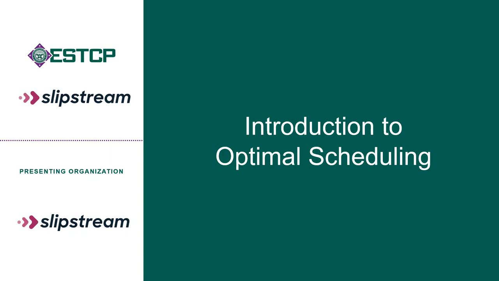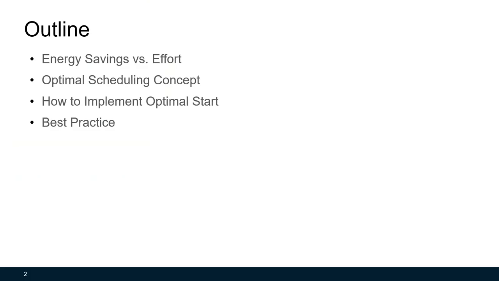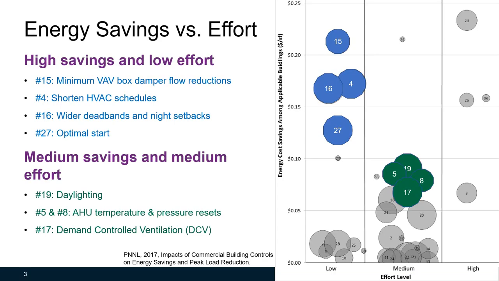Today we're going to talk about optimal scheduling. We'll first look at the energy savings potential for advanced control strategies versus effort, as we explained in the previous session. Then we're going to mainly talk about optimal scheduling concept, and then how to implement optimal start. Finally, we're going to look at best practice.